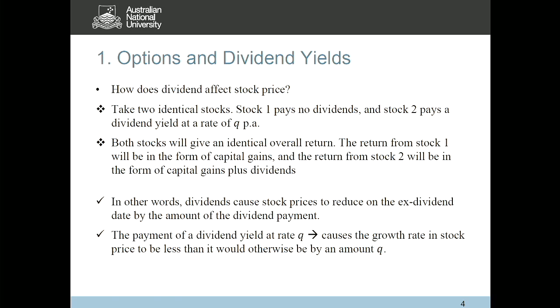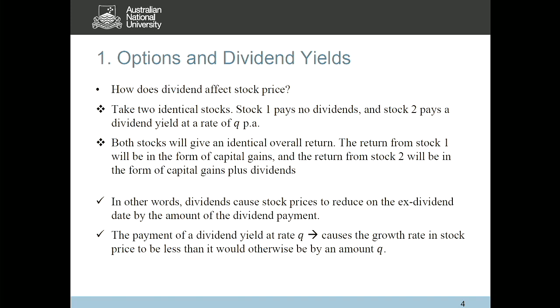All right, so let's first think about the cash dividends. Imagine you have two identical stocks, stock number 1 and stock number 2. They have identical cash flow and identical risk exposure. The only difference is that for stock number 1, the total return is purely realized in the form of capital gain. For stock number 2, the return will be realized in the form of capital gain plus dividend yield.